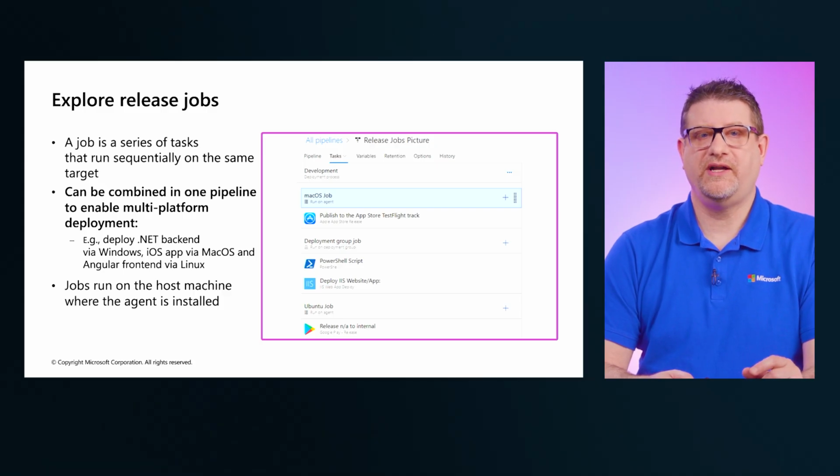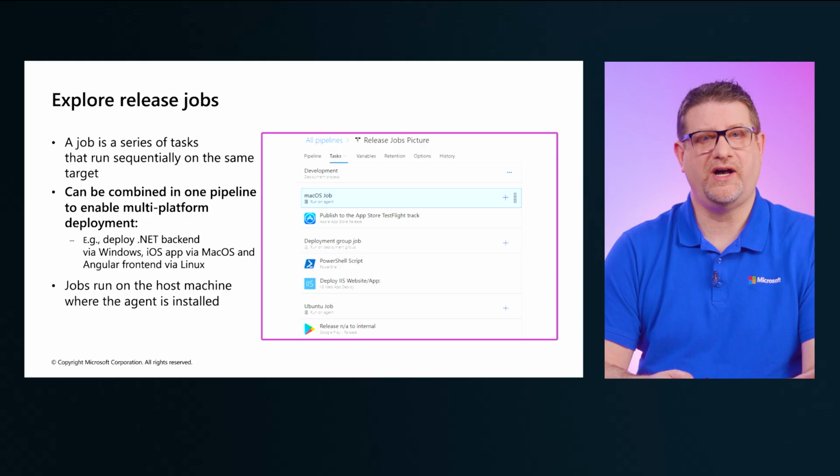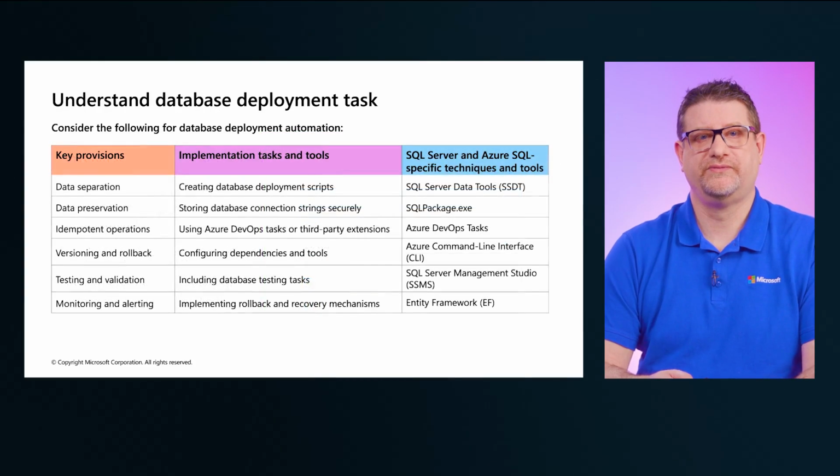Release jobs can be combined within a single pipeline, enabling multi-platform deployments. For example, you might deploy a .NET backend on Windows, an iOS app on macOS, and an Angular frontend on Linux, all coordinated through jobs that run on the appropriate host machines where the agents are installed.